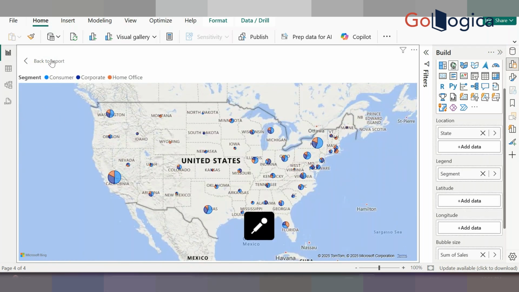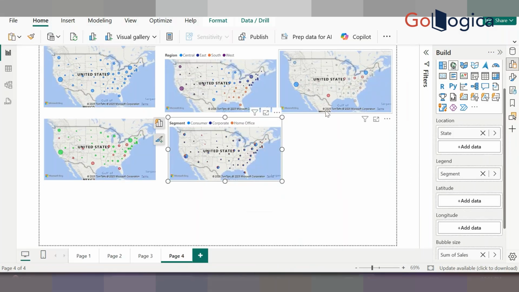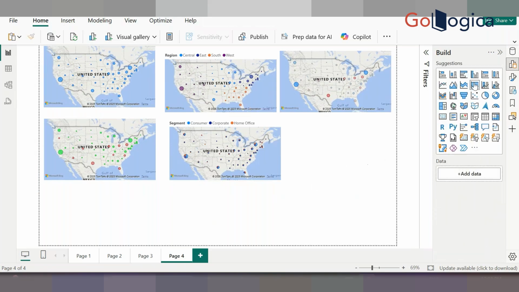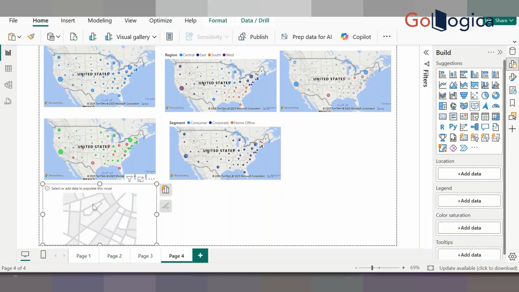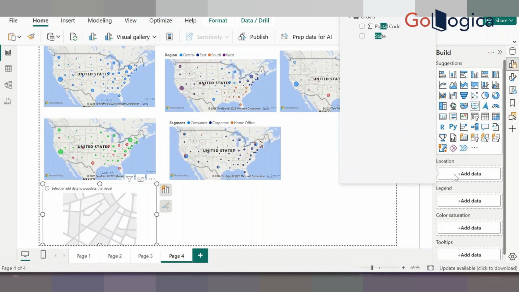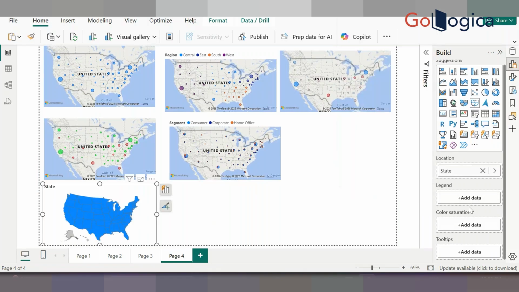This is one thing. The next thing is, like we have seen with the sales and the profit, we have added a segment also in this one. Apart from this, we also have another type of chart called a shape map. In the shape map, I'll take the location as a state, and I'll fill this with color.